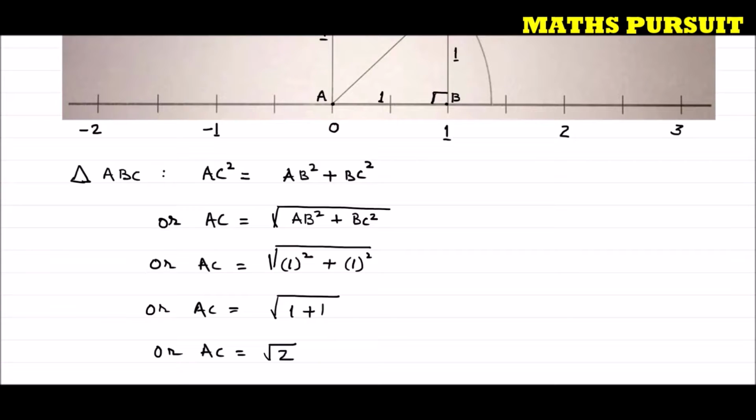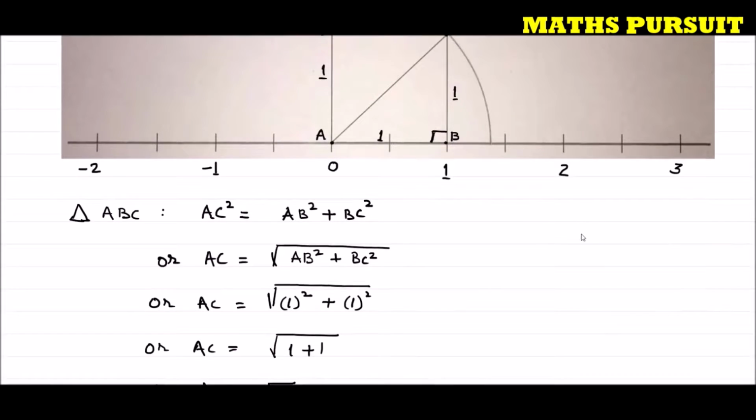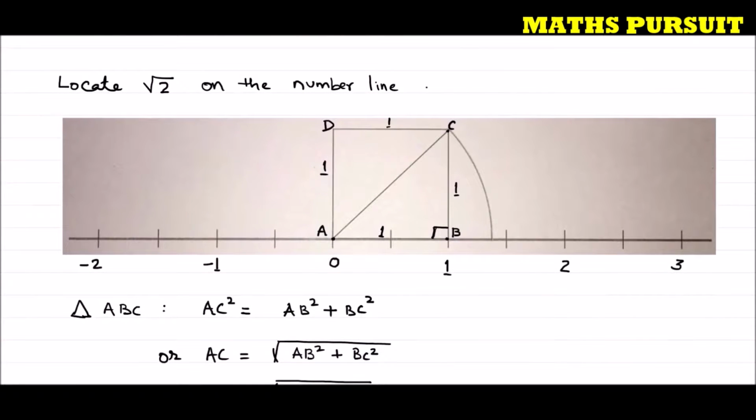So guys, what we got? We got AC, the diagonal of this square, that is AC, is root 2. You could see that the diagonal of this square is root 2. This is what we got now.